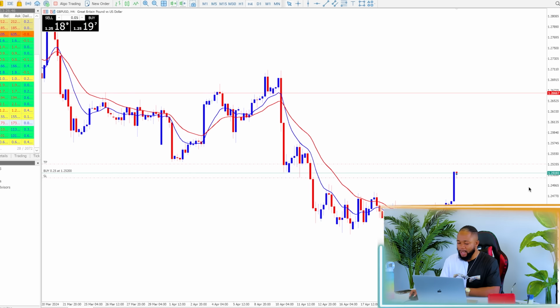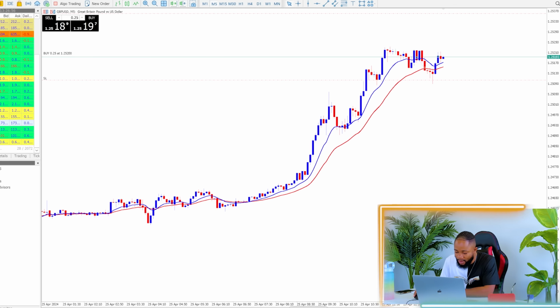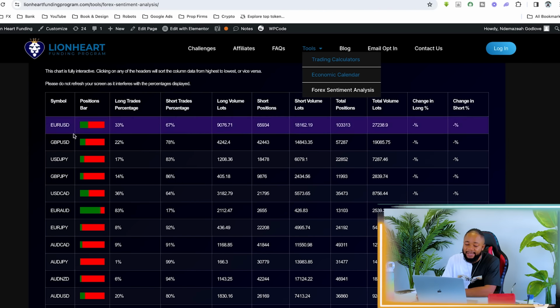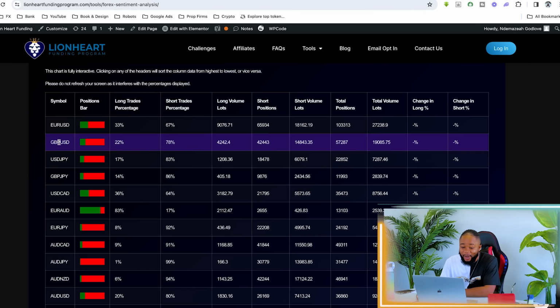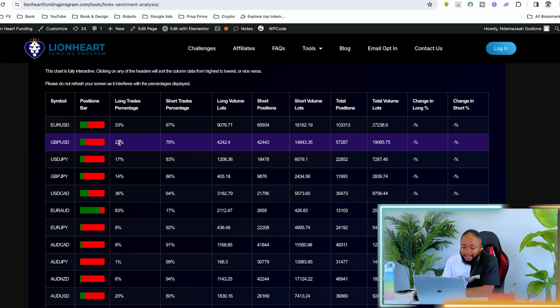On Great Britain Pound USD, we actually have a buy somewhere here. So let's see what the majority of people are doing on it. We go back to the website on Lionheart Funding Program, go on tools, click on Forex sentimental analysis, and then write down Great Britain Pound USD. Can you see? The green bar represents buy and the red represents sell, and it says long trades percentage. So just about 22% of people are actually buying as we speak, and then 78% of people are actually selling as we speak.